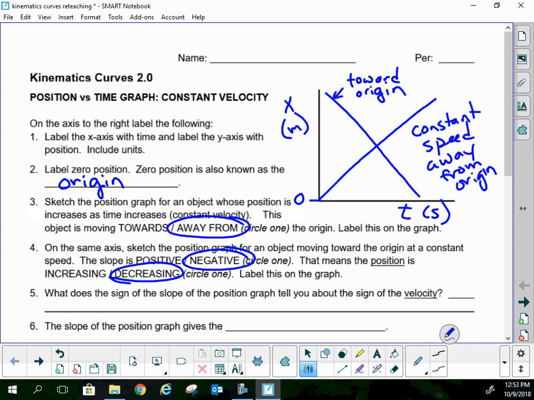Number 5 says, what does the sign of the slope of the position graph tell you about the sign of the velocity? They are the same. And we know that because the slope of the position graph gives the velocity, right? That's our definition. That's our definition that we've been working from since we started this.